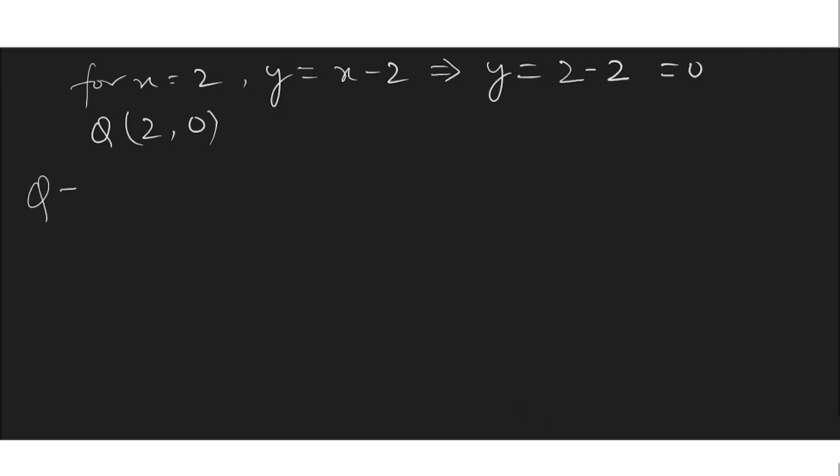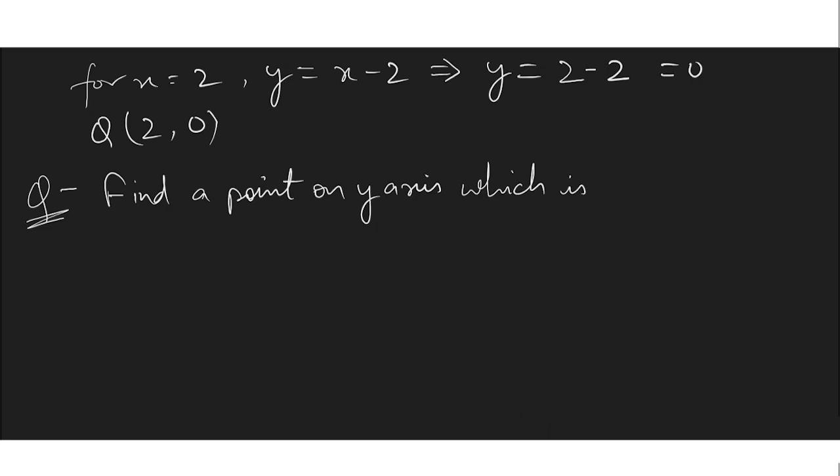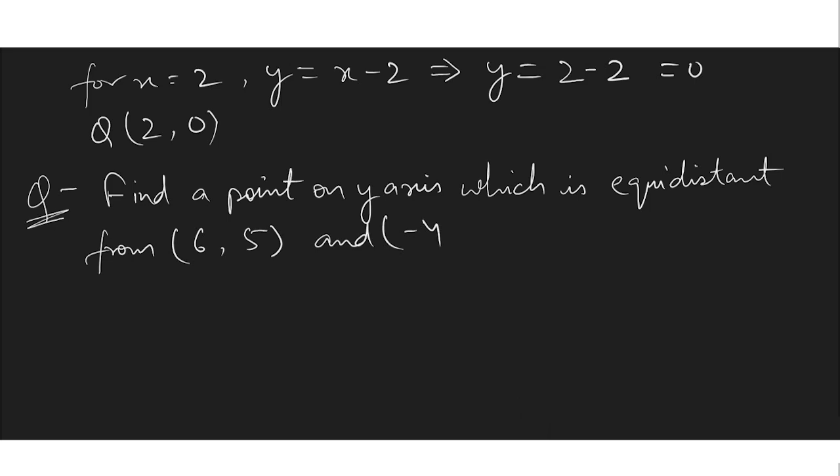The question is, find a point on y-axis which is equidistant from points 6, 5 and -4, 3. Pause the video, give it a try, and you should be able to solve it.